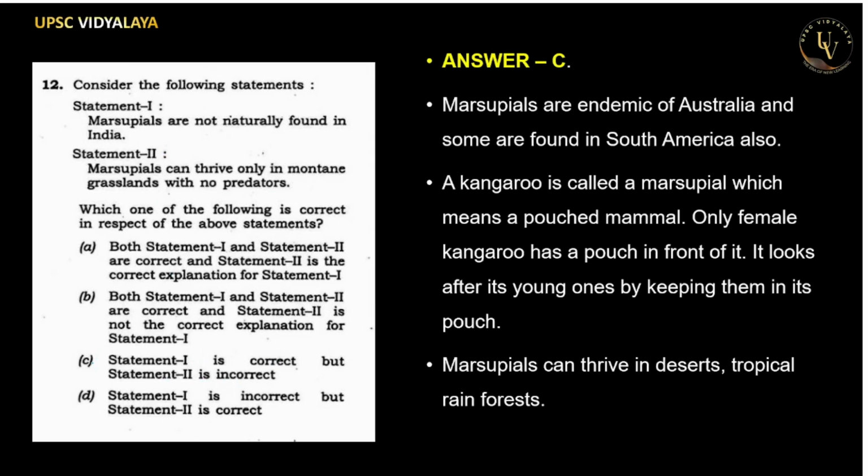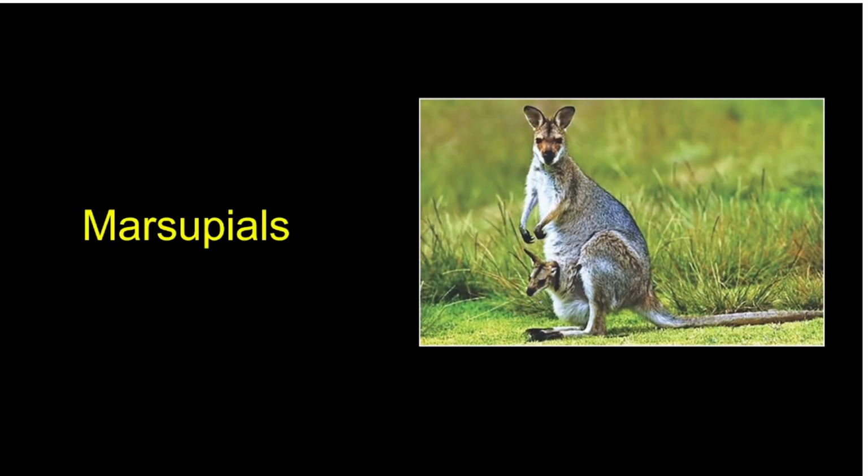Consider the following statements. Statement number 1. Marsupials are not naturally found in India. Statement number 2. Marsupials can thrive only in mountain grasslands with no predators. इसको समझने के लिए पहले आपको मारसुपियल्स माने क्या है समझना पड़ेगा. Marsupials are nothing but kangaroos. Okay, the female kangaroo. Can you see here? The female kangaroo which has a pouch in it. Okay, why is the pouch there? So that its young one can be safe. Okay, उसको हम marsupial कहेंगे. Marsupial is also a kangaroo.